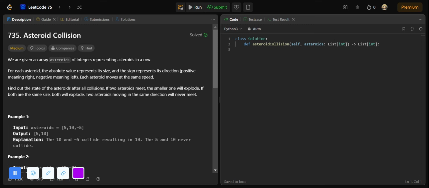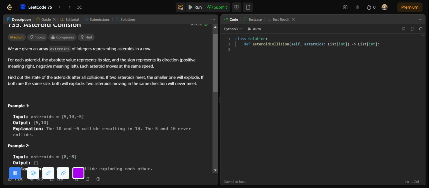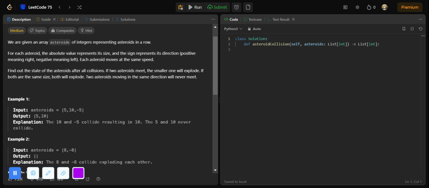Hey guys, let's solve this problem, asteroid collision. We are given an array of integers representing asteroids in a row. For each asteroid, the absolute value represents its size and the sign represents its direction, positive meaning right and negative meaning left. Each asteroid moves at the same speed. Find out the state of the asteroids after all collisions.